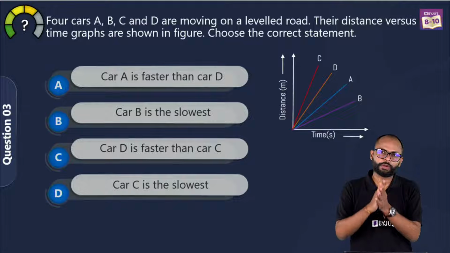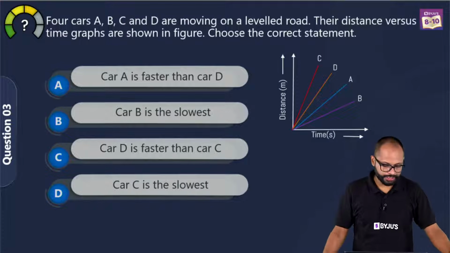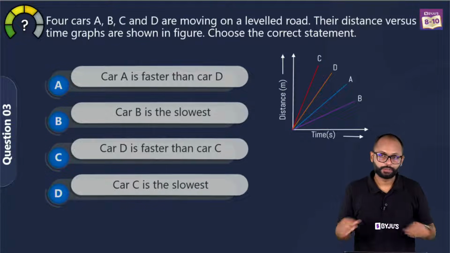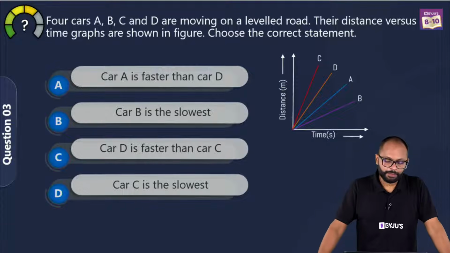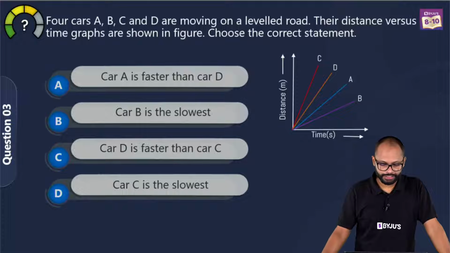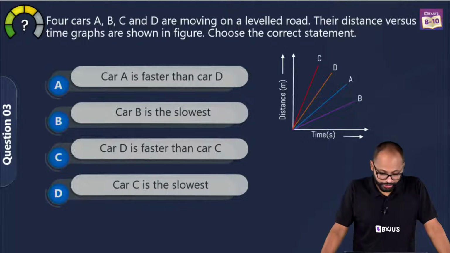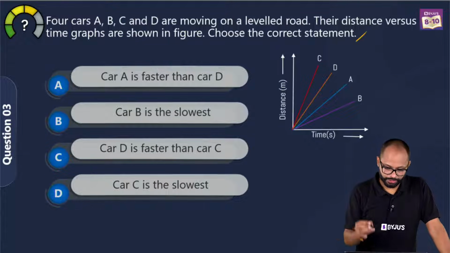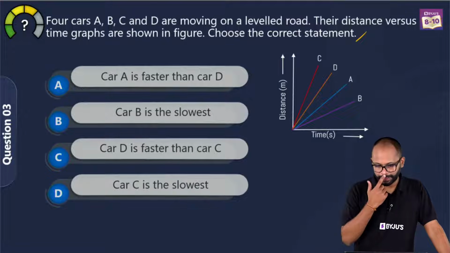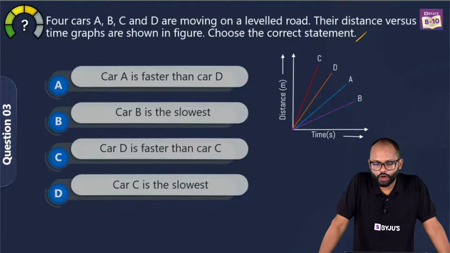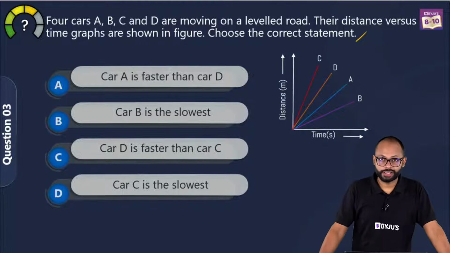Next question. Question number 3. 4 cars A, B, C, and D. Come on. We have to speed up. 4 cars A, B, C, and D are moving on a leveled road. Their distance versus time graphs are shown in the figure. Choose the correct statement. All right. 4 options are given to you, and I can see a lot of us are giving option B. Option A is also coming. Fahim says A. Sunil, Adrish, Ashish, B, nice, okay.